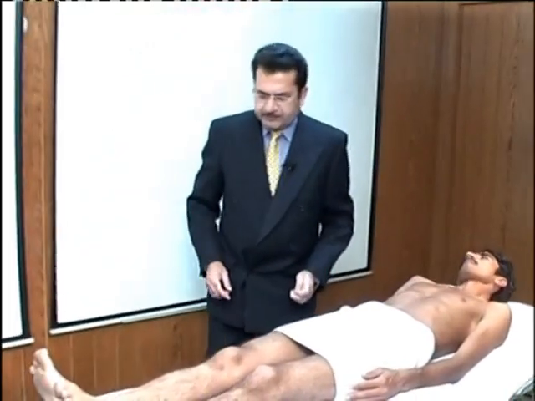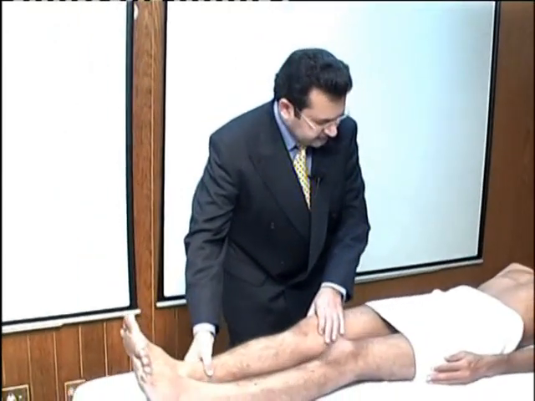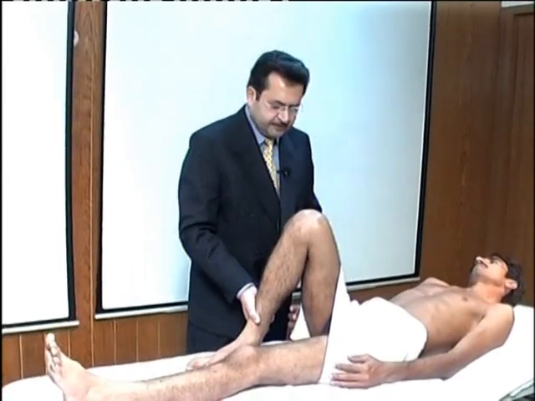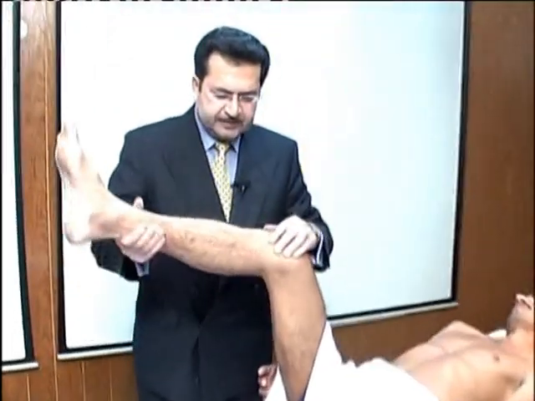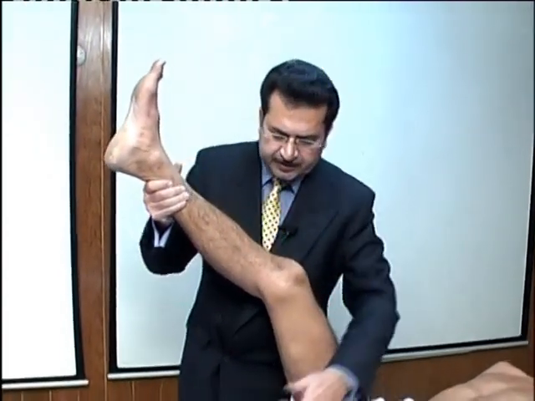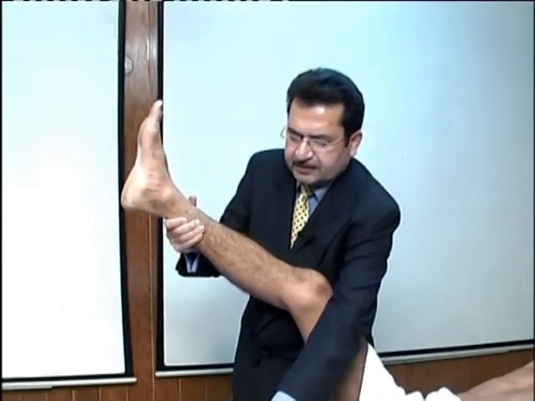The other sign is Brudzinski sign. In Brudzinski sign, we flex the leg at the hip joint and then we extend at the knee joint and we see whether the patient gets pain. The pain is so severe that the patient flexes the other leg as well.